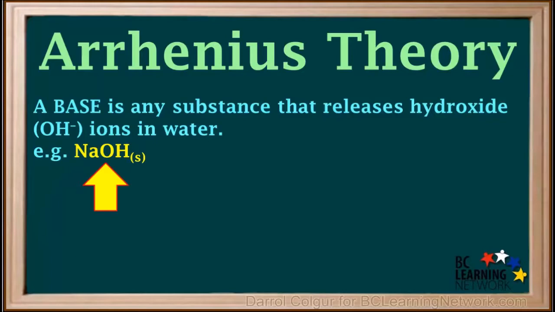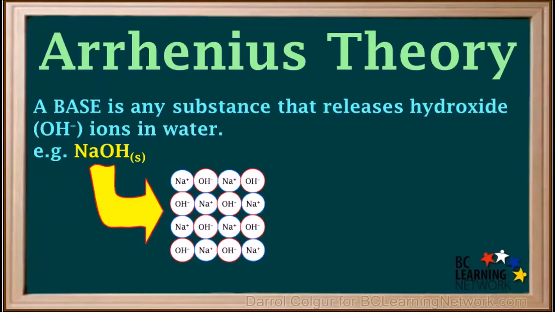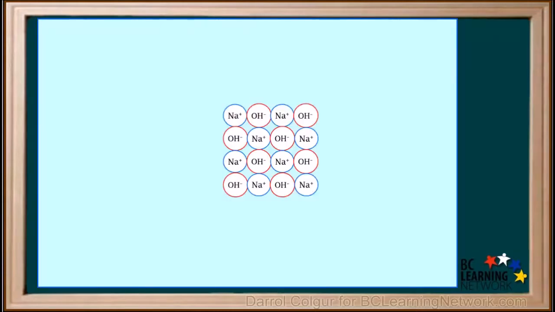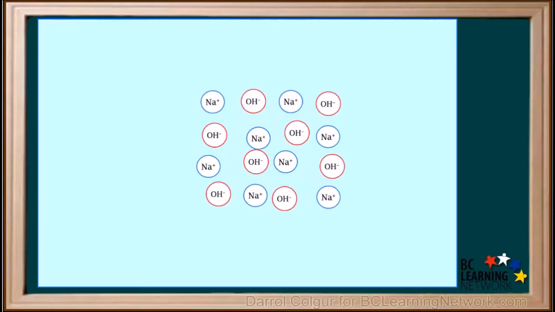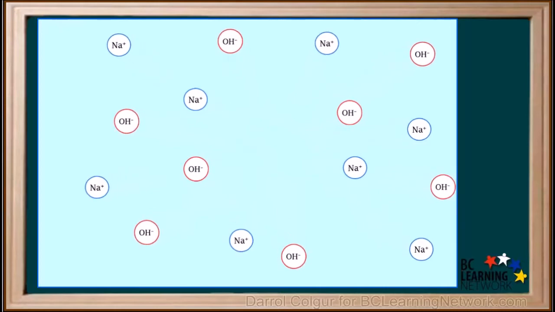An example is solid sodium hydroxide. Because NaOH is an ionic compound, solid NaOH is composed of a crystal lattice of sodium and hydroxide ions. Here we show a 2D representation of a few of these ions. When a piece of solid sodium hydroxide is placed in water, the polar water molecules attract the ions and pull them away from the crystal.